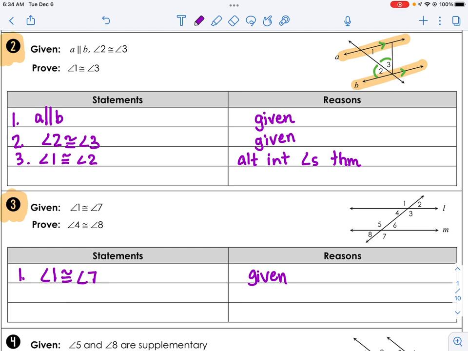And then if you look at where we're at now, we're trying to get that 1 is congruent to 3. So if you put these two steps, 2 and 3, together up here, since 2 is congruent to 3 and 2 is congruent to 1, we can use the transitive property to say that angle 1 is congruent to angle 3, and then we will have what we need.